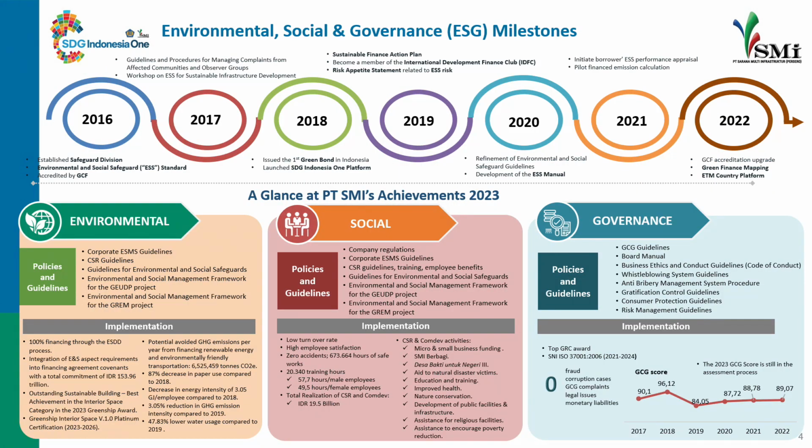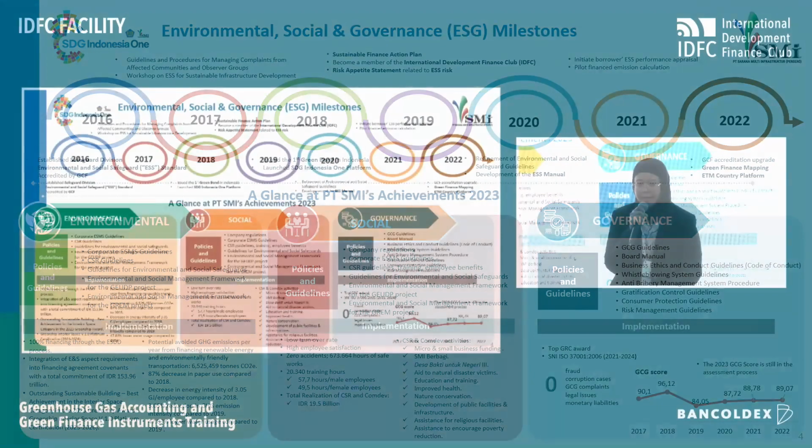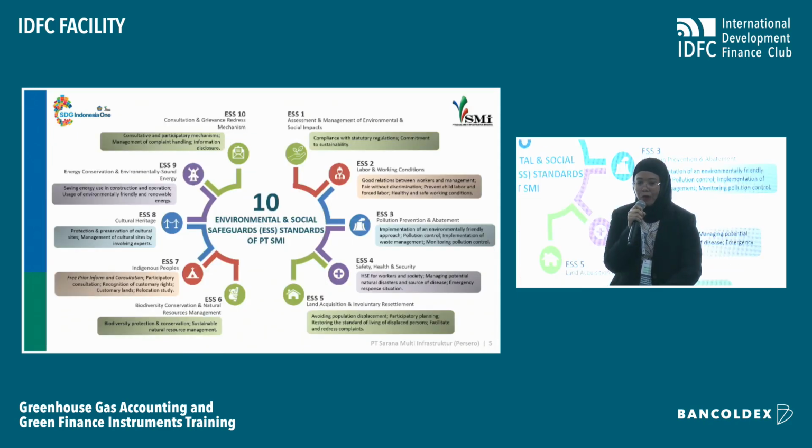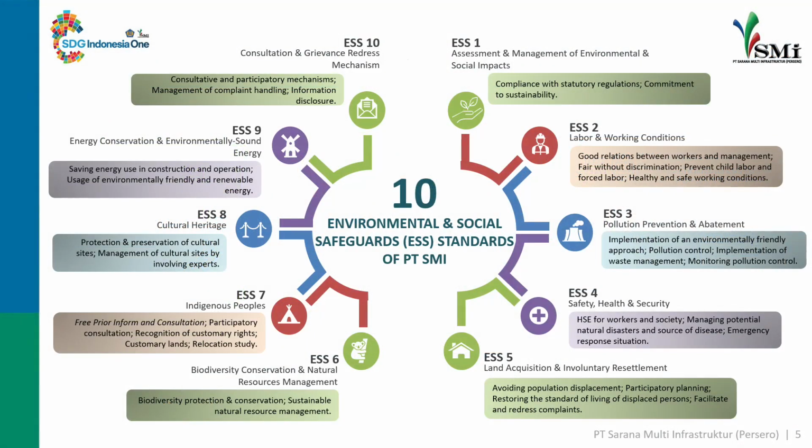And then, in the environment, social, governance, ESG milestone, we already started in 2016, and then we have advanced every year. And in 2023, we have several achievements here. And we also have an environment social safeguard standard, which every project financed by PTSMI has to be assessed against, these 10 ESS standards.